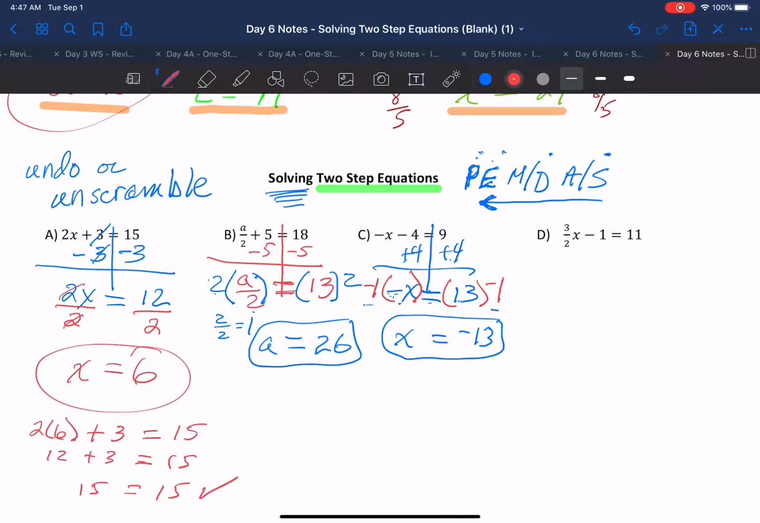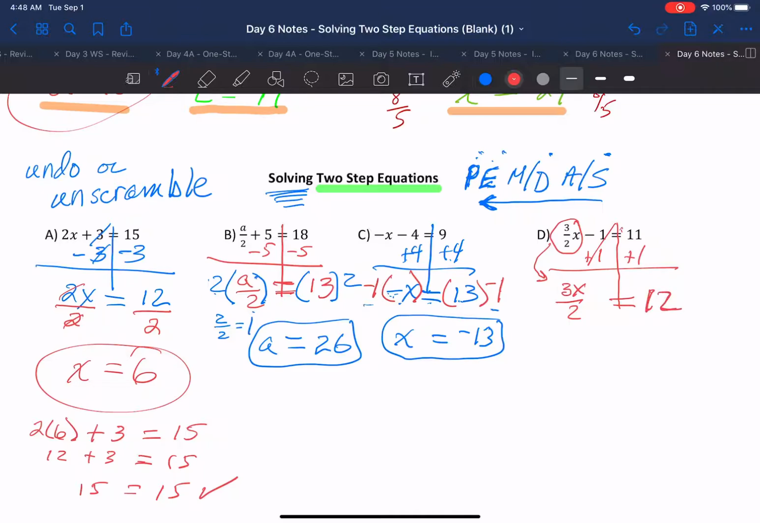All right. This one looks a little more complicated, but just use your rules and go slow. Read it to yourself. 3 halves times some number x, or 3 times x divided by 2, minus 1 is 11. Minus 1 is the first thing we deal with. So plus 1, plus 1. I'm going to write it like this. I want you to see that this can be written like this, okay? Because x is the same as x over 1, so 3 times x over 2 times 1 equals, remember these canceled out, 11 plus 1 is 12.